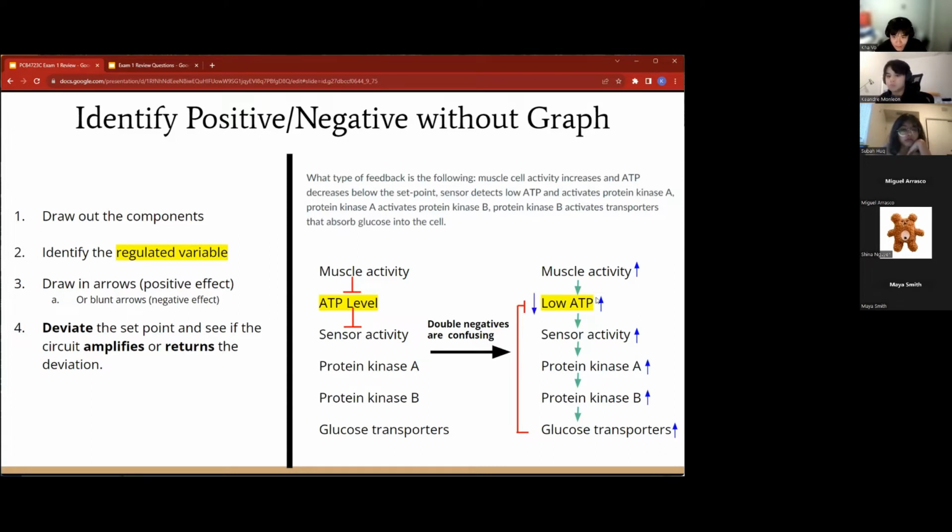And so, as you can see, we deviated it the first time around, and then at the end of the circuit we returned it back to our set point. So basically, that's all that you're looking for. If the two arrows are in opposite directions at the end, that means it's negative feedback. And of course, vice versa. If I decreased ATP, but then by the end of the circuit it continued to decrease ATP as well, that would be positive feedback.